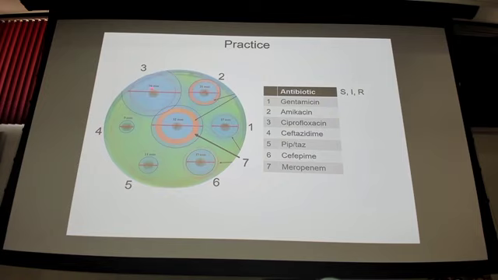Okay, so that's ciprofloxacin. This particular isolate is sensitive to cipro. What about number 4? This is ceftazidime. It's a 3rd generation cephalosporin. Why is it resistant?